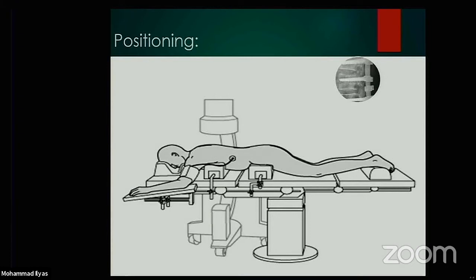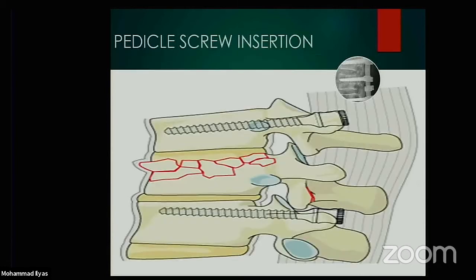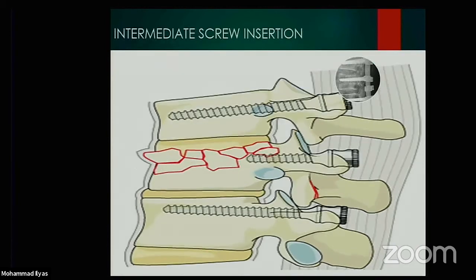Positioning: here we can see a patient who has a thoracolumbar junction vertebra fracture. They are placed on a Wilson frame in the prone position. Then we can see the pedicle screw has been inserted through the pedicle one level above and one level below the fractured vertebra. And in this, we can see that a short screw has been placed in the fractured vertebra also.